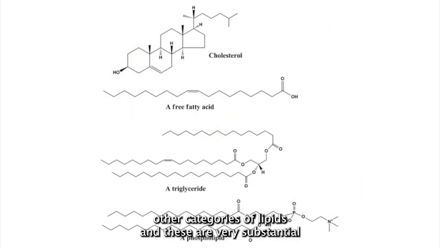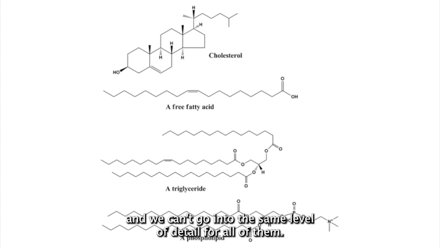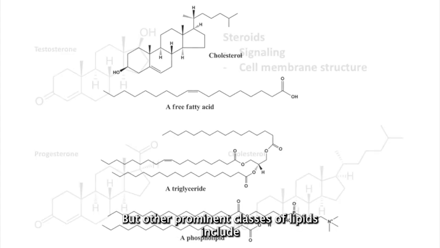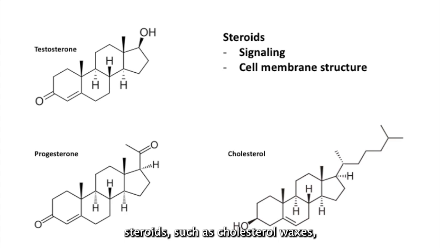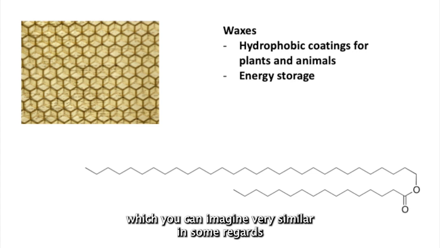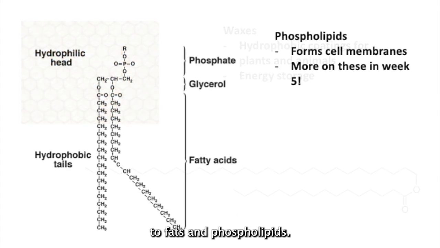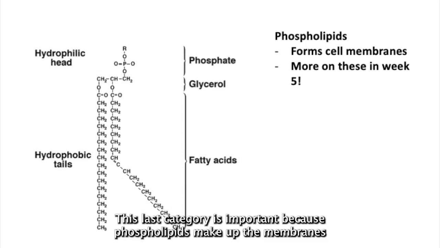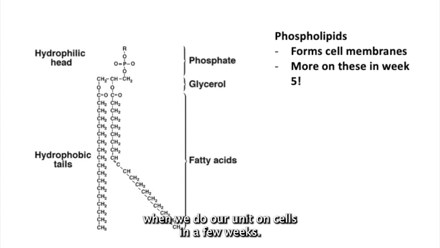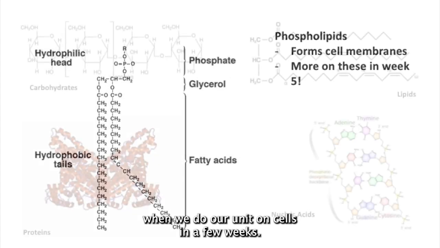As I mentioned, there are other categories of lipids, and these vary substantially, and we can't go into the same level of detail for all of them. But other prominent classes of lipids include steroids, such as cholesterol, waxes, which you can imagine are very similar in some regards to fats, and phospholipids. This last category is important because phospholipids make up the membranes surrounding our cells, and we'll be talking quite a bit about them when we do our unit on cells in a few weeks.